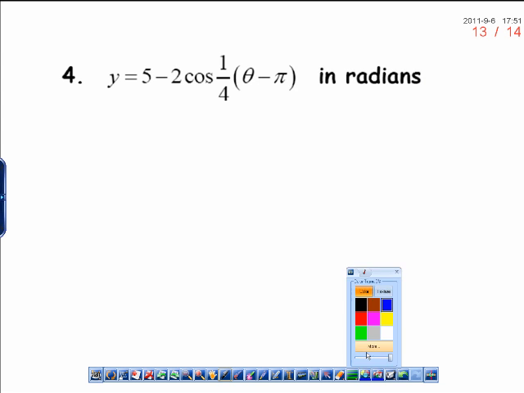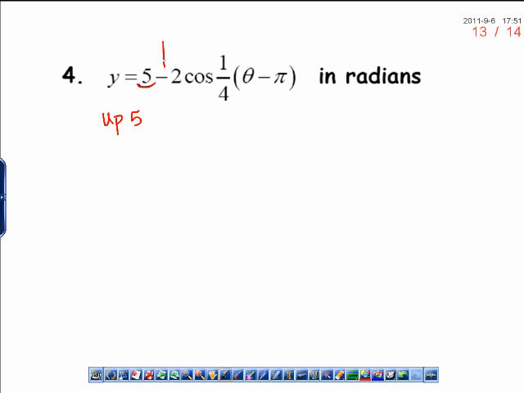Okay, number 4. We've got up 5. Oh, we got to write all. I'm going to make sure I go in red here. Stay consistent. So we've got up 5. We've got another vertical reflection. And this time we have it in cosine, so you'll see what I was talking about a second ago. This should be an L. We've got amplitude 2.